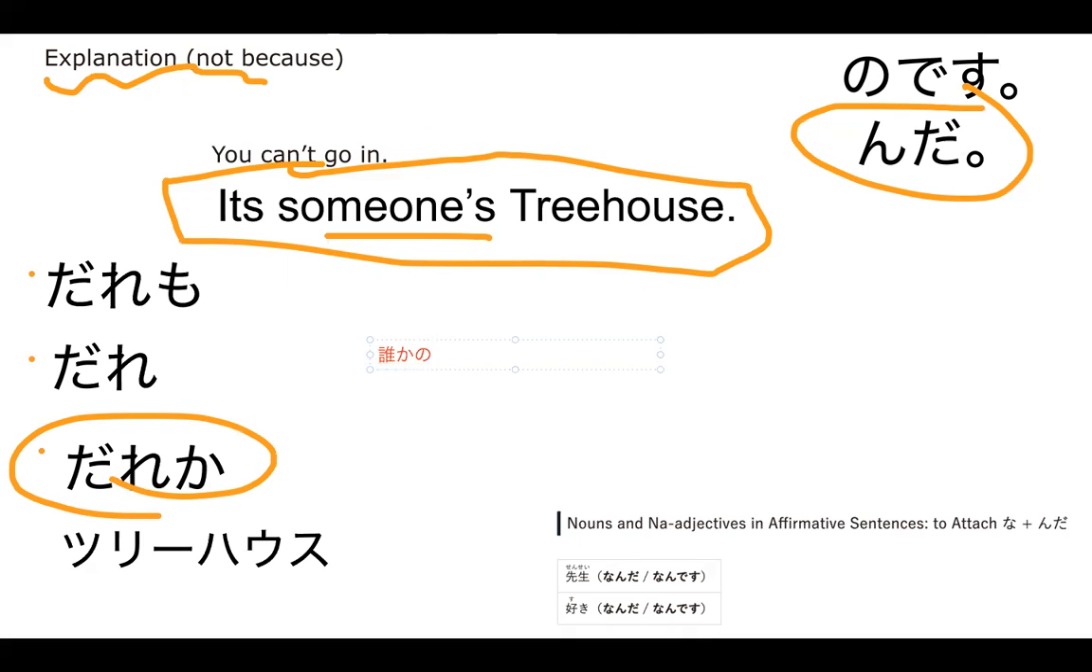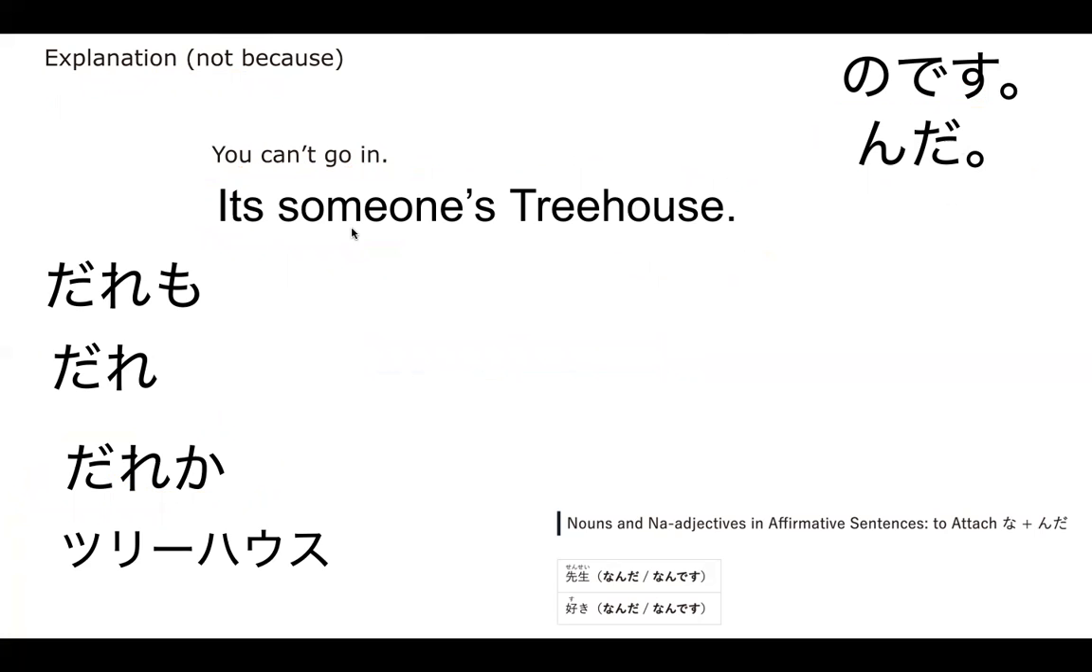Perfect. Oh, wait. I think maybe you missed one part. Tsuri house nda. What goes right over here between these two points? It actually gets a na here because tsuri house is a noun. What if it was a verb over there? Then I wouldn't do anything? Yes, exactly. Perfect. 誰かのツリーハウスなんだ. It's someone's treehouse. Thus, you can't go in.